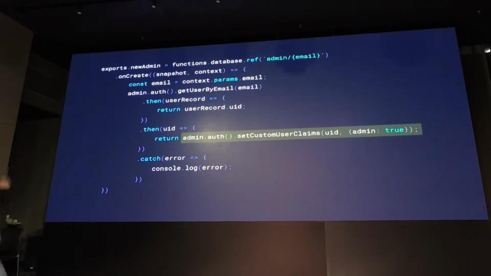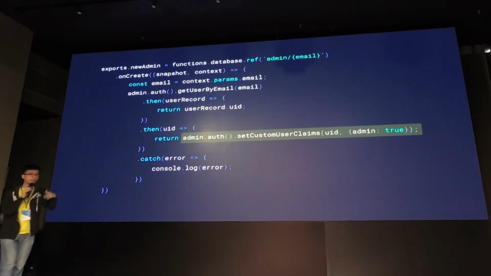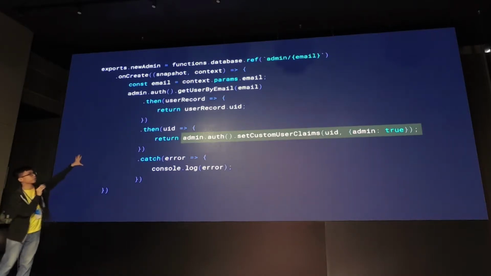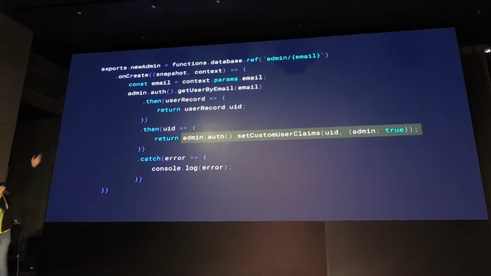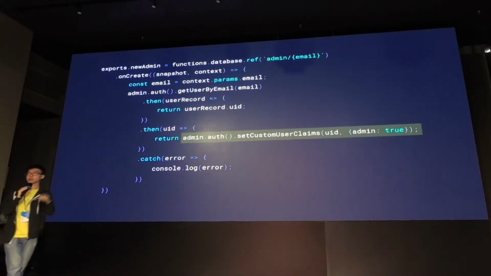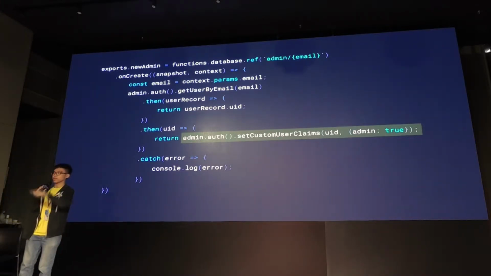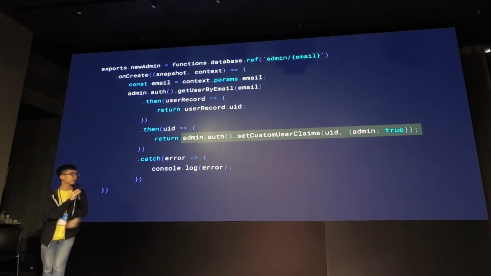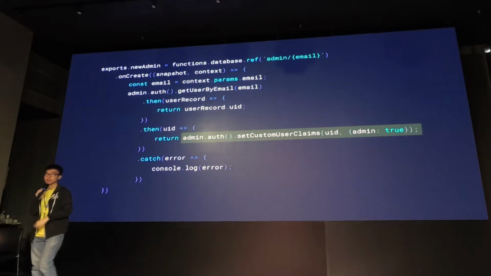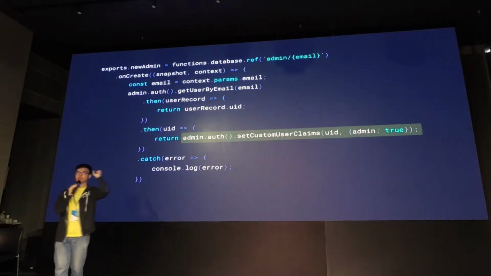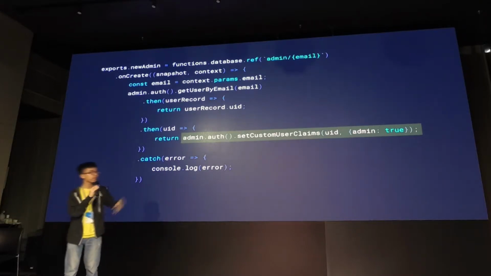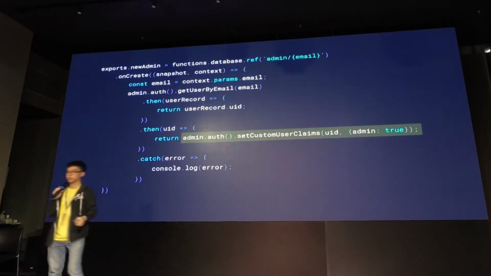On the second line, you can see onCreate. It means if a new email is created in the list, we run this function. What we want to do is, remember we got the auth.token.email, we want to set that to true. So we are using something called set custom user claims. We need to get the user unique ID, the UID, and set admin to true.